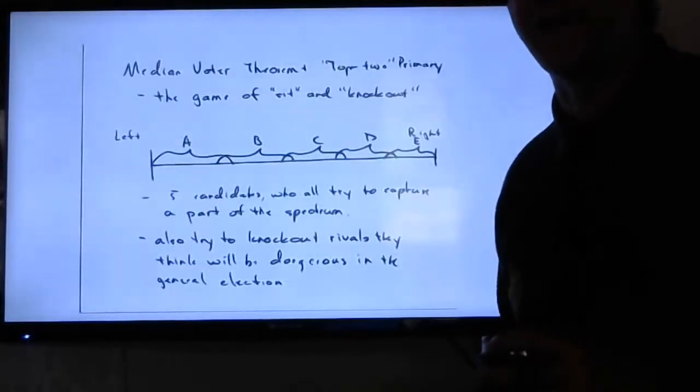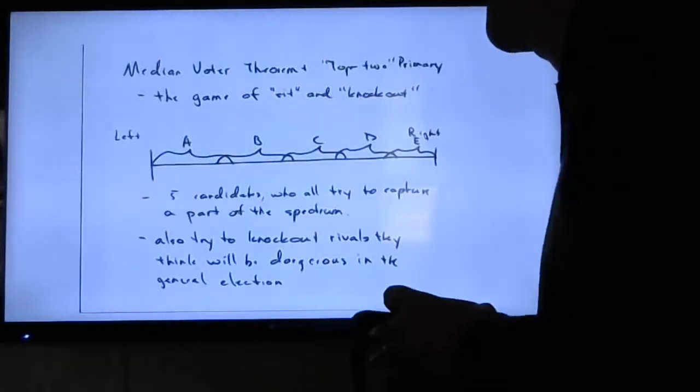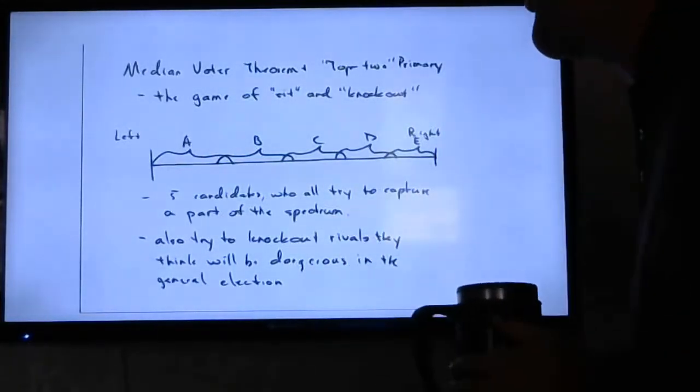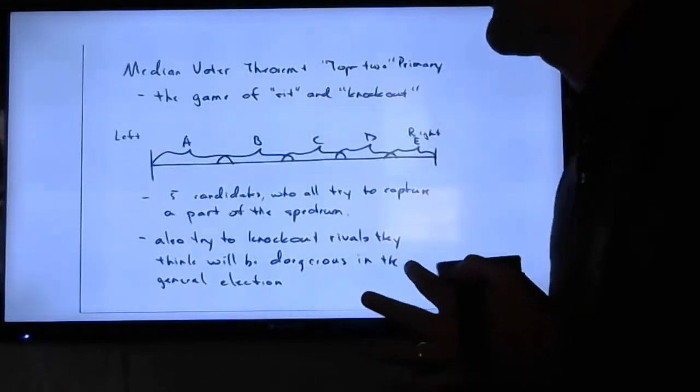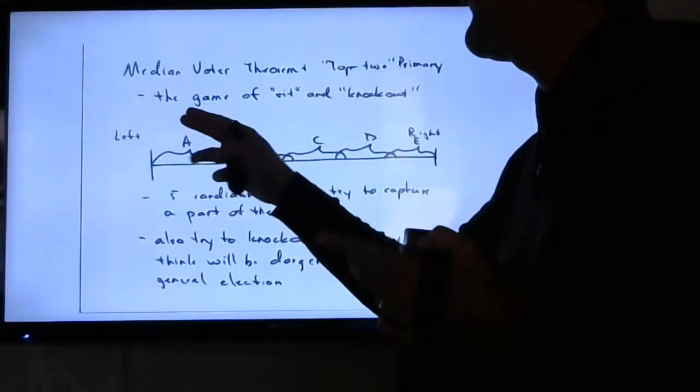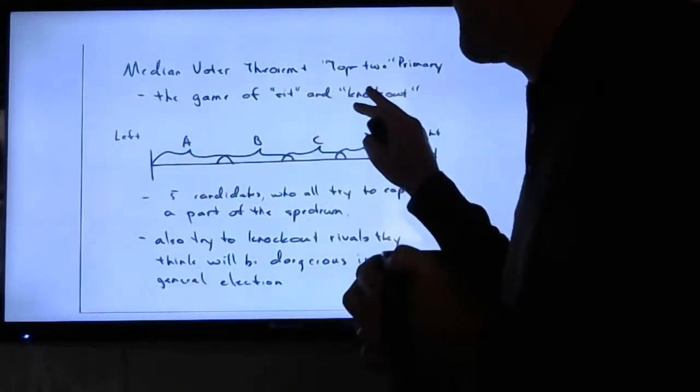I had to hand draw this because I couldn't find someone who's actually done it, which makes me think I should publish an article doing this, but I only have so much time in my life. The median voter theorem in the top two primary. This is what I call the game of sit and knockout.